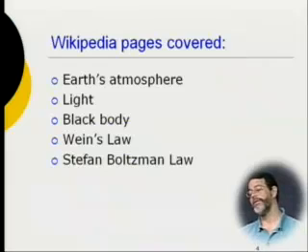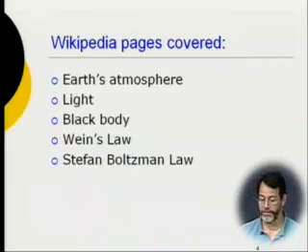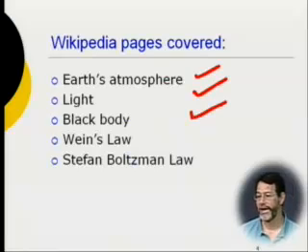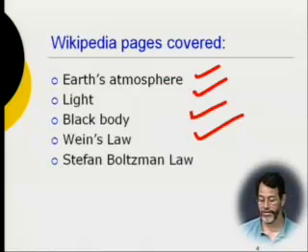So the Wikipedia pages covered today are Earth's atmosphere. Oh, I see people writing this down. They're taking this seriously. Light. Black body. Why that? We'll cover all these in class today. Wien's law, which is sort of German, so it's pronounced Wien's law. And the Stefan-Boltzmann law. Lots of laws today, but it's not that bad. You'll see.